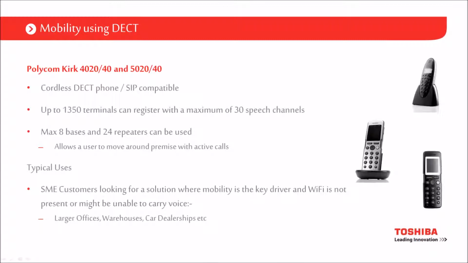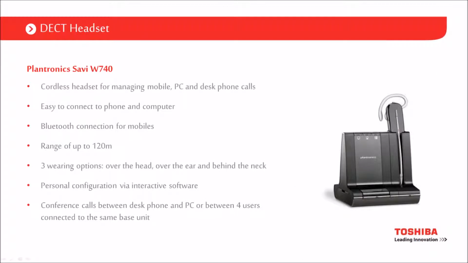Above that, if you need a lot of handsets, and as we say here, this could be over 1,000 terminals with 30 speech channels through a base station, so it's a lot more scalable than the 4100, then you can look at the Polycom Kirk products, and we've tested the 4020, 4040, 5020, 5040 handsets. Where one of these might come in useful is you start to get ruggedized or semi-ruggedized options. If it's a garage, for example, where they're out on the actual garage working area, then maybe a ruggedized or semi-ruggedized handset might be a better option. And that may well be where the Polycom Kirk comes in.